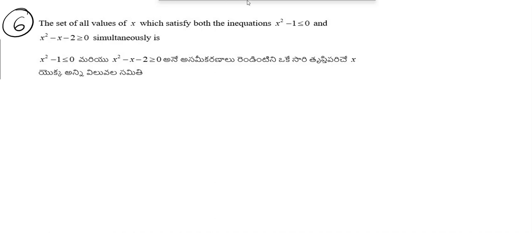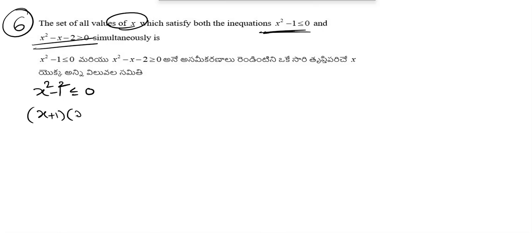This is the sixth question. The set of values of x satisfying both the equations x square minus 1 less than or equal to 0 and x square minus x minus 2 greater than or equal to 0 simultaneously is dash. Here the first equation is given, that is x square minus 1 less than or equal to 0. This is written as x square minus 1 square, this is (x plus 1) into (x minus 1) less than or equal to 0.